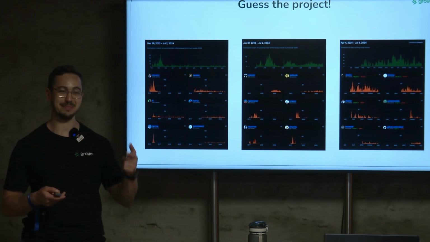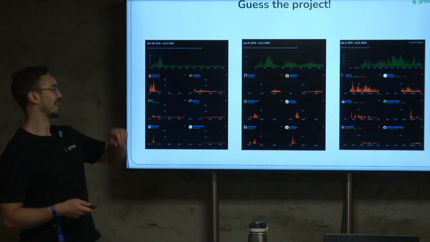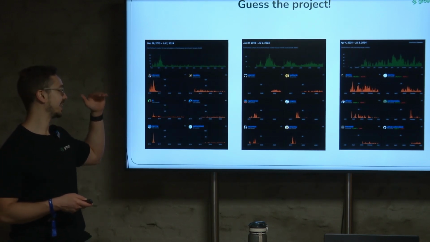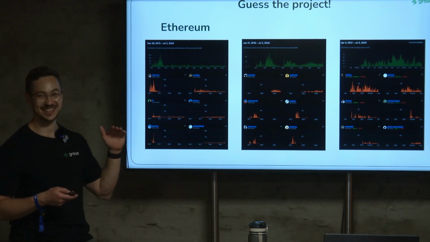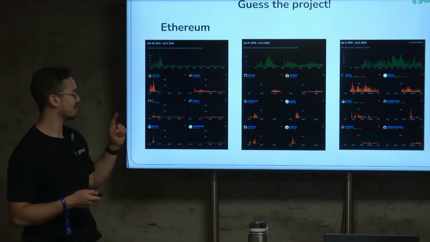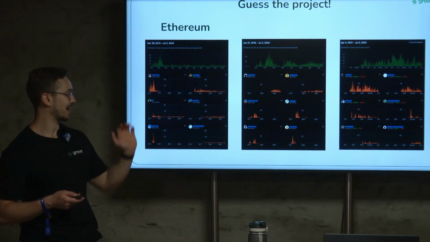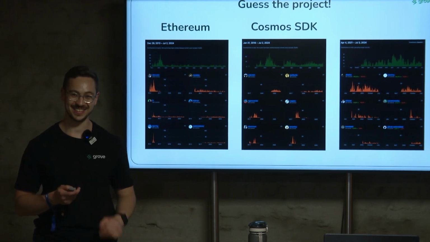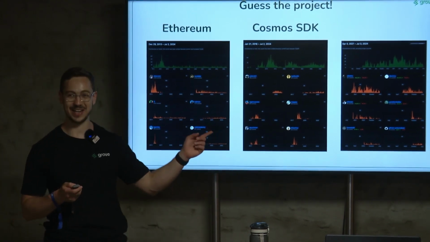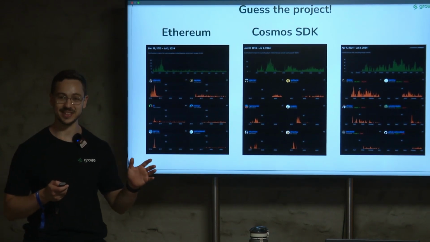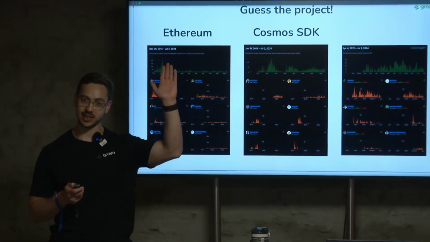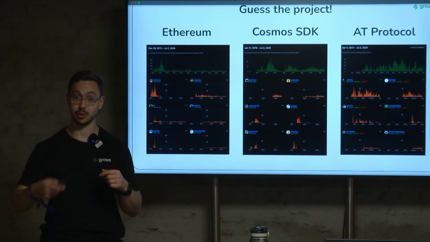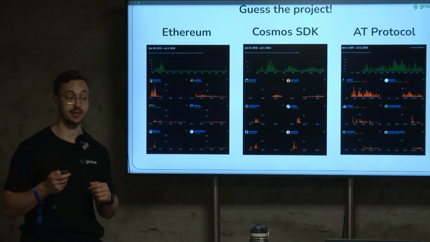Now I want to jump into the fun stuff, which is guess the project. Right here, you can see a project with a lot of open source development in the beginning that then flattened out. That's Ethereum. Another project had a big jump, slowed down, and came back up. That's the Cosmos SDK. The last one is going to be harder to predict. It started off slow and then really picked up at the end. That's the AT protocol. It's not even a blockchain, but it is a protocol for an open source social environment.